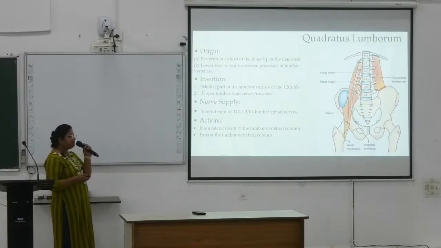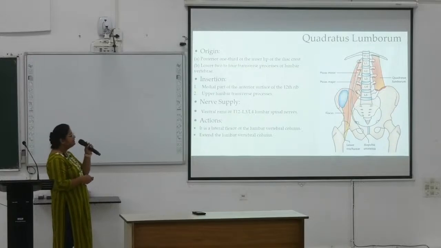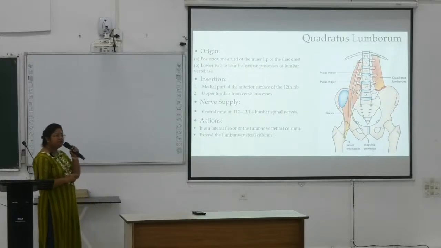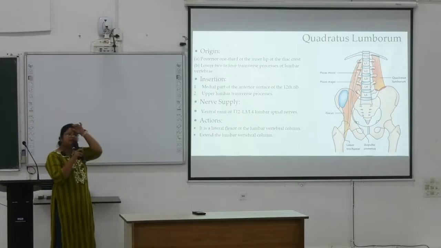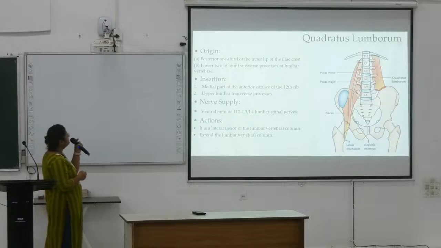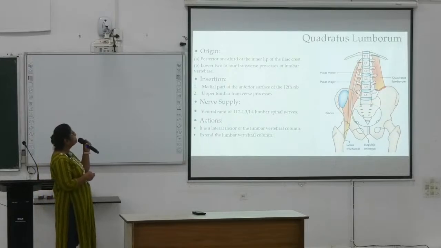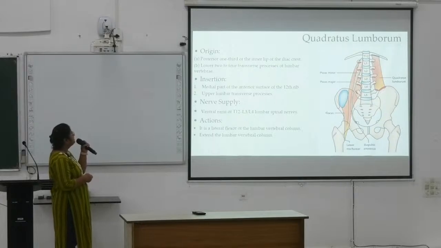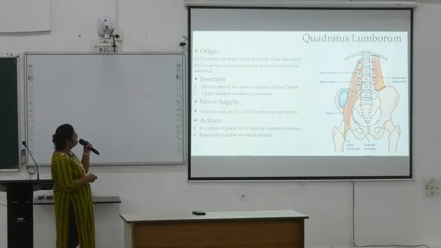So three muscles we have discussed. This is the last muscle, quadratus lumborum. All these muscles you will see in your posterior abdominal wall dissection. So quadratus lumborum origin is from the posterior one-third of the inner lip of the iliac crest. Here is the origin. And the lower 3 to 4 transverse processes of lumbar vertebra here, 3 to 4 lumbar vertebra. Insertion is the medial part of the anterior surface of the 12th rib.